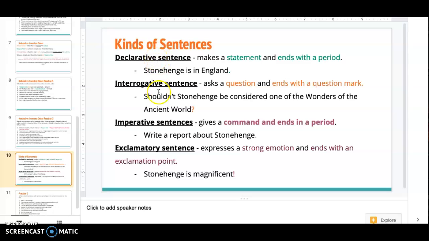You're just declaring it. Interrogative is a question, like an interrogation, ends in a question mark. Imperative is a command, ends with a period. You tell someone to do something. And exclamatory is some kind of emotion, right? This is excitement, so it ends with an exclamation point. But we can see it with anger, right, and happiness, but they would all end in exclamation points. It depends how it's written.